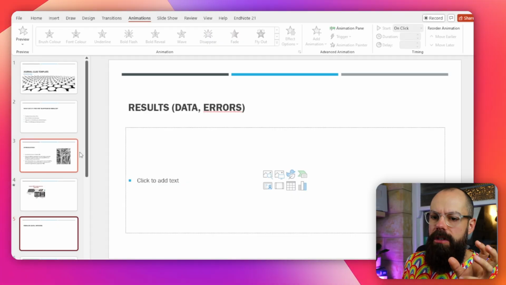Now, results, I like to split up, because initially I like to just show them what happened. Then I like to show a little bit of analysis, either analysis they've done or analysis that I've done on top of this.